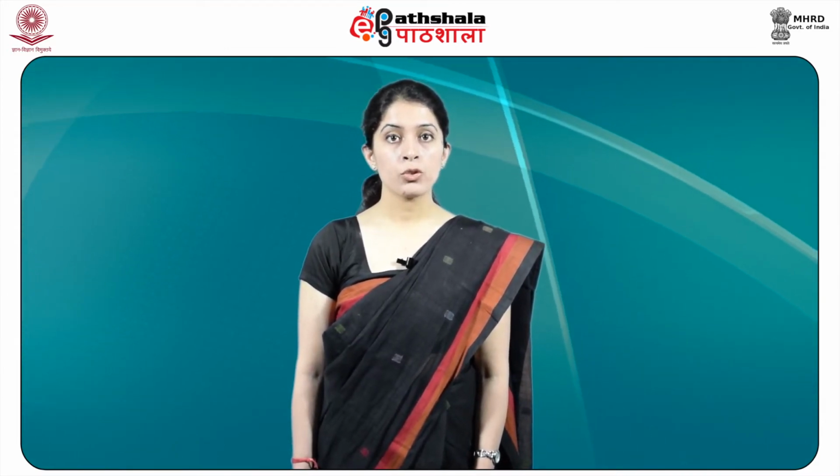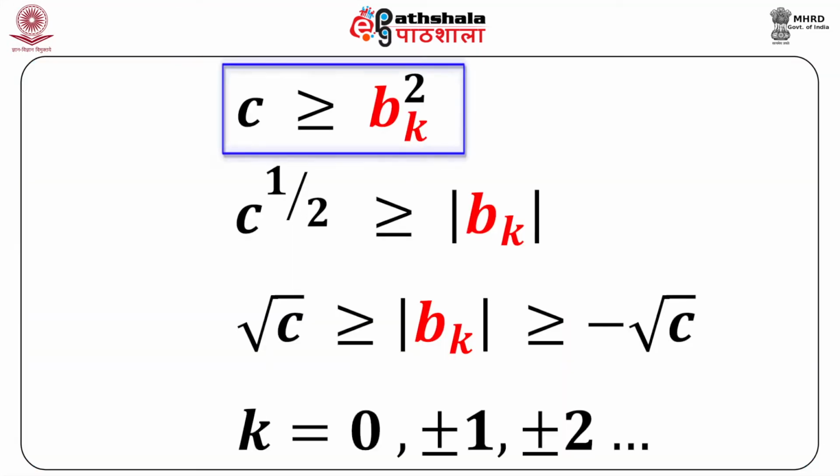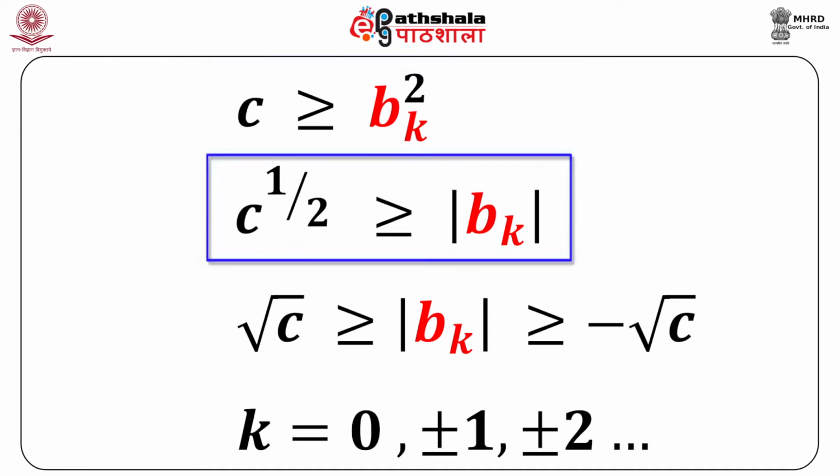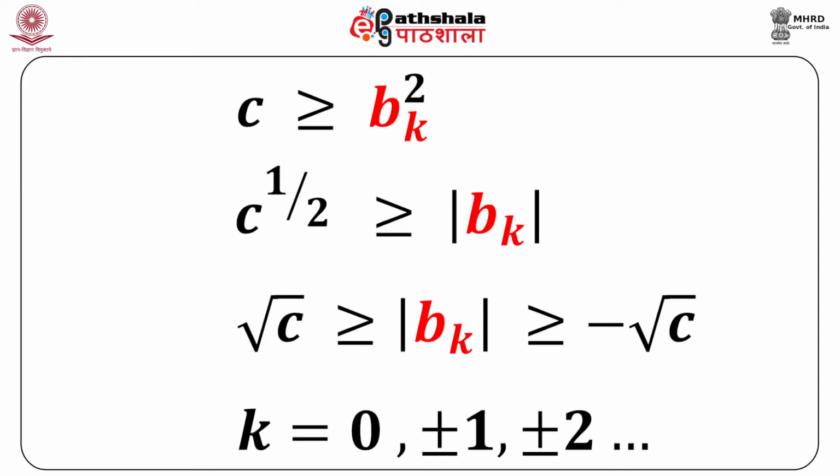Now, the term on the left hand side, that is Lx square plus Ly square, is a non-negative term, which means that bk is limited by the condition that c is greater than or equal to bk square, or one can write that c to the power half, or square root of c, is greater than or equal to modulus bk, which means that the lower and upper limits of bk, that is the eigenvalues of angular momentum component Lz, are square root of c greater than or equal to modulus bk, which is greater than or equal to minus square root of c, where k can take the value 0, plus or minus 1, plus or minus 2 and so on.